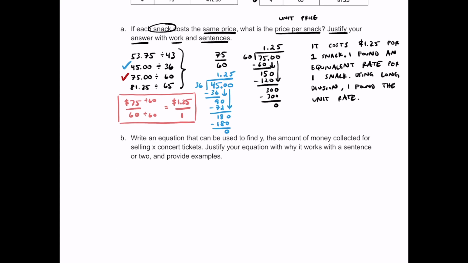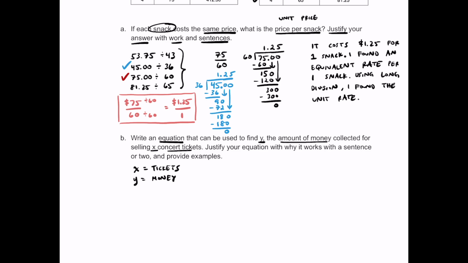It says, let me just underline, write an equation that can be used to find y. We need a variable y, which is representing the amount of money collected for selling x concert tickets. Okay, so y is going to be money. I'm going to write that over here. x equals the number of tickets. And y is going to be the money. Okay, those are the two variables that we have here.